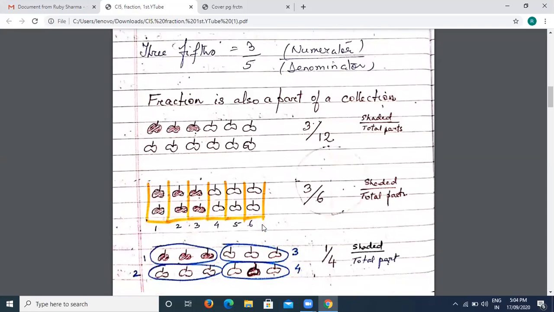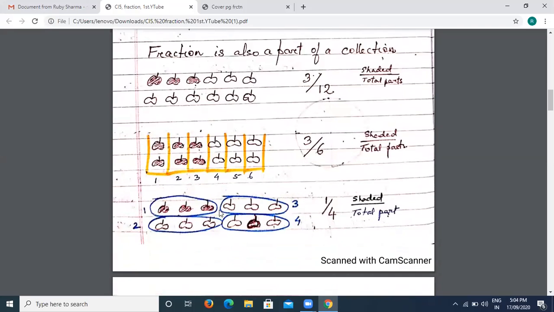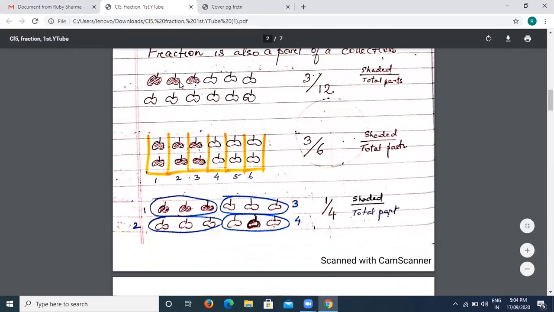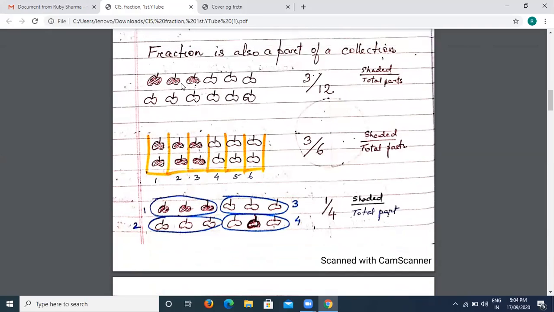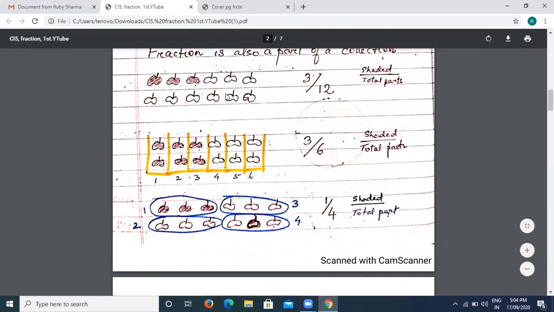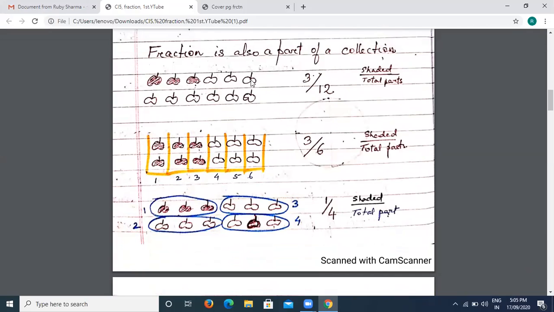Now for a collection also we can define fraction. Now suppose you have 12 apples, and 3 apples are shaded here, or eaten or taken away, whatever you can say. Then what do we say? Here how many apples are there? Total 12 apples. So 3 apples out of the 12 apples are shaded. So we say 3/12 is shaded. This is a fraction. And unshaded is 9/12.